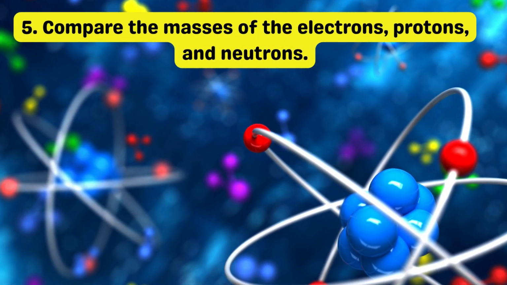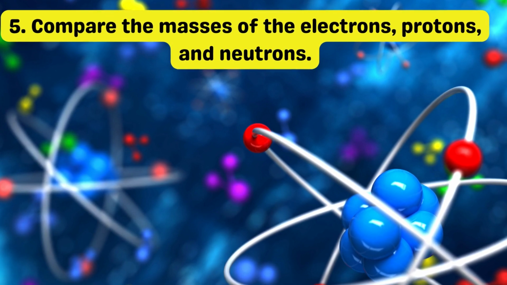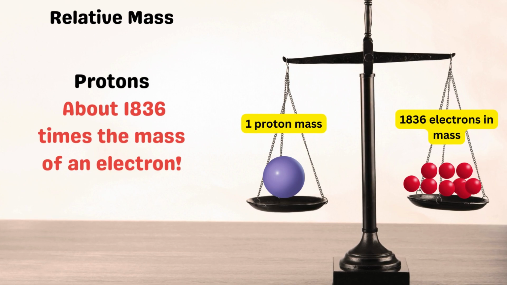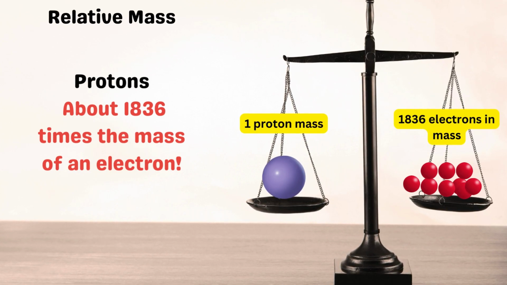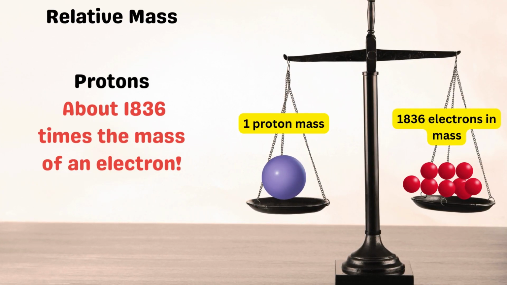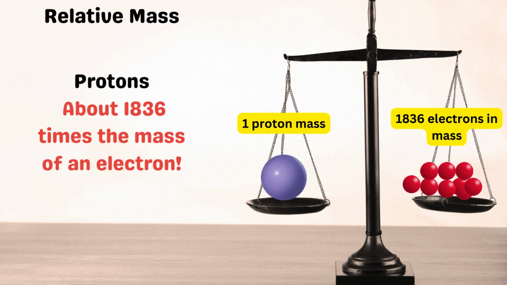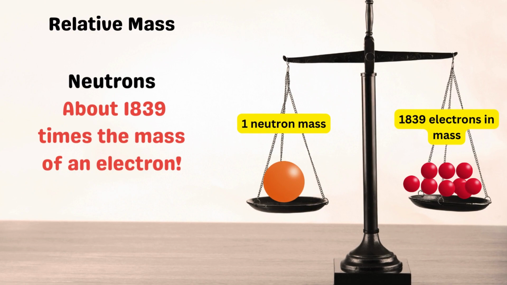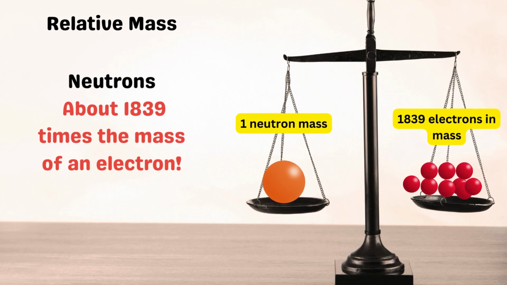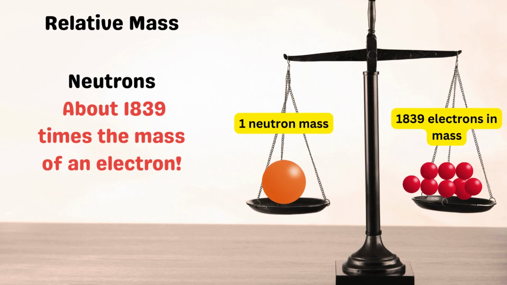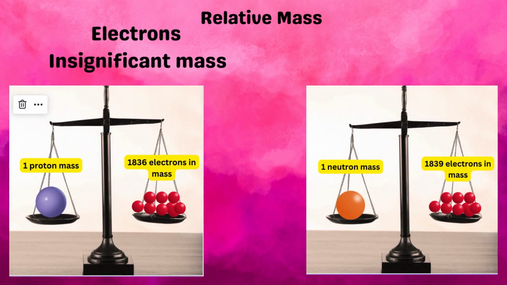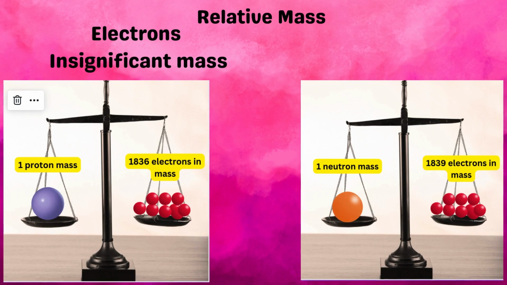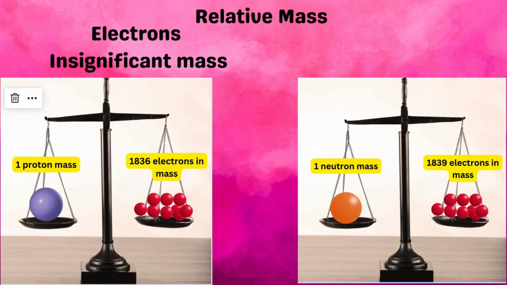Question 5. Compare the masses of the electrons, protons, and neutrons. The mass of a proton is approximately 1,836 times the mass of an electron. The mass of a neutron is approximately 1,839 electron masses. So, as you can see, electrons have a significantly smaller mass compared to the protons and neutrons.